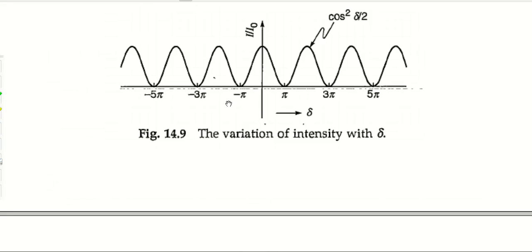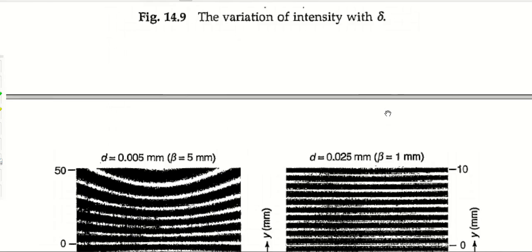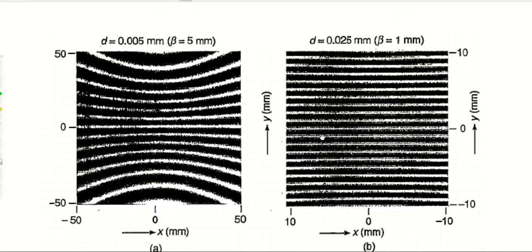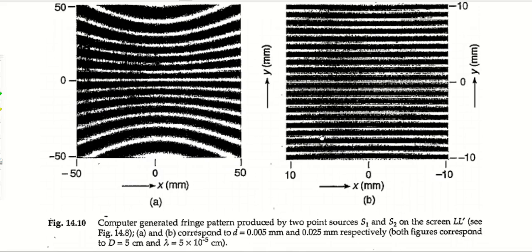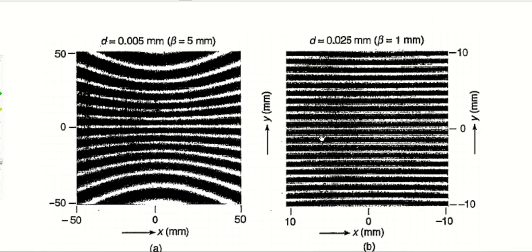So the central fringe is bright here, and then alternately dark and bright fringes will appear on the screen. The experimental results show that there are two kinds of pictures you can get. See here, y is plotted with respect to x. So if you increase the x, here you can see this is an actual picture.